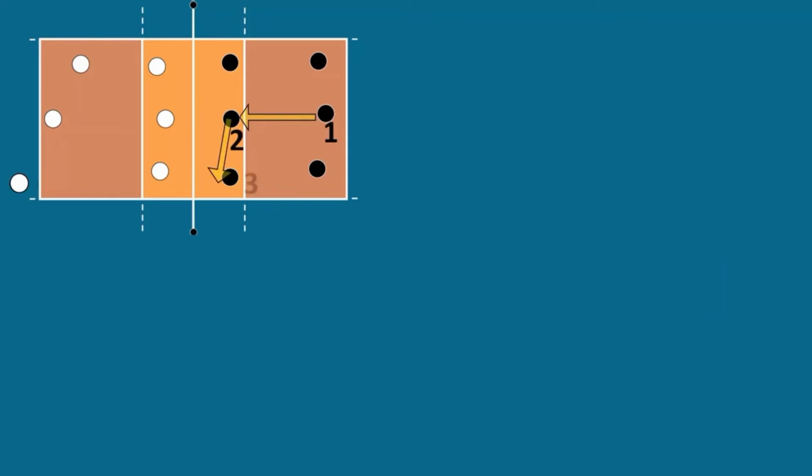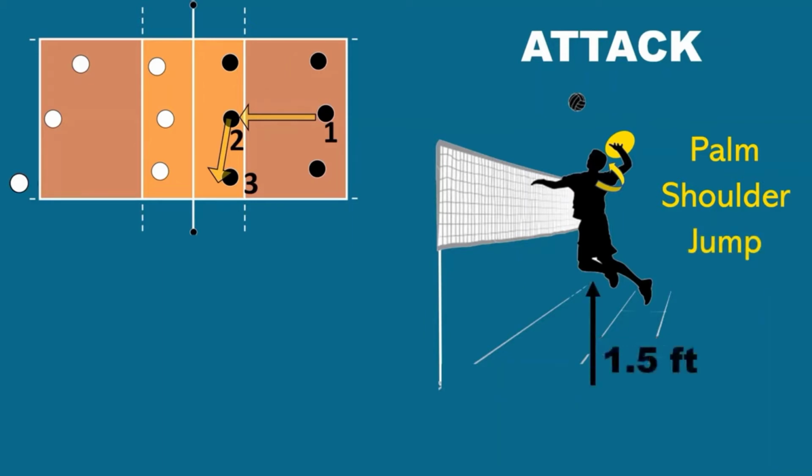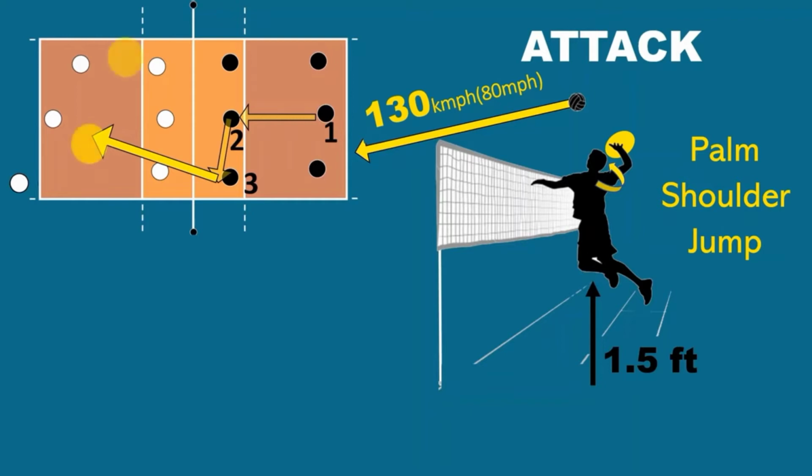And the third shot is known as attack. Attack is basically the player uses their palm to slam the ball. They use their shoulder to generate the power, and they jump up in the air around 1.5 feet, and they just smash the ball into the opponent's area at 80 miles per hour. That's really fast. And the intention is to hit the shot anywhere the opponent doesn't have a player, so you win the point. As soon as the ball hits the ground, you win the point.